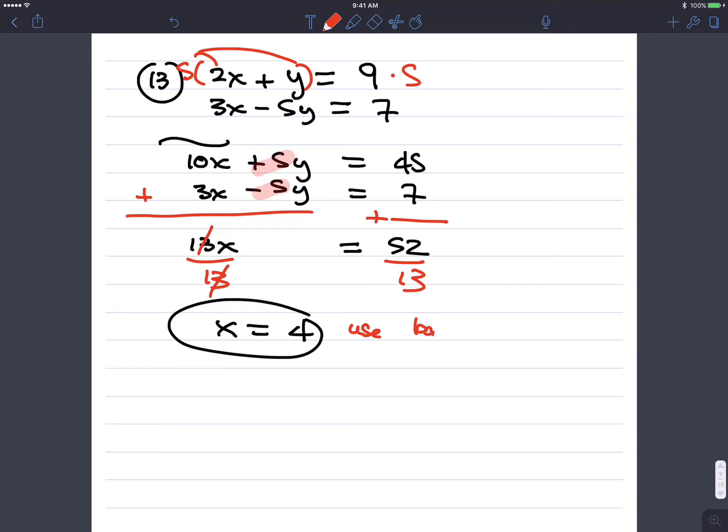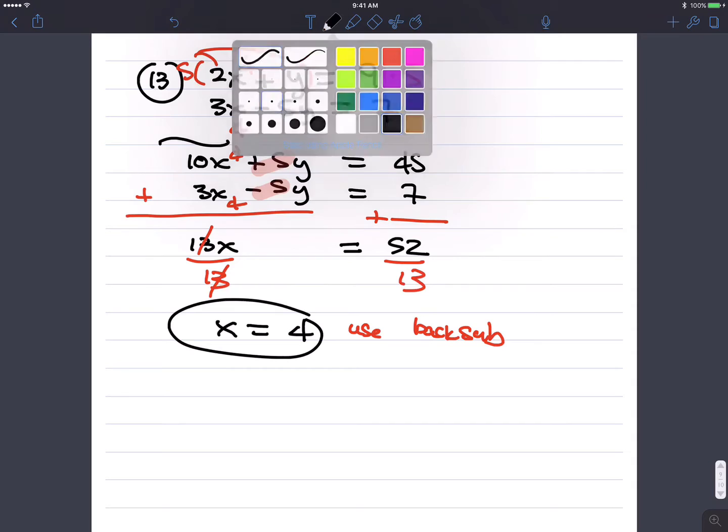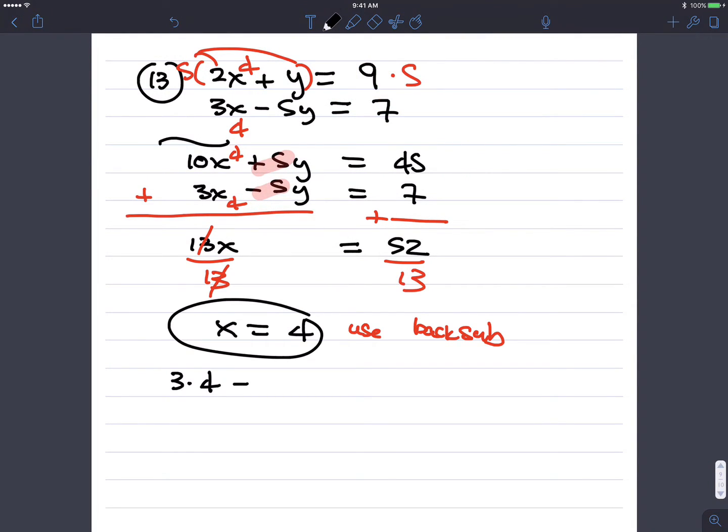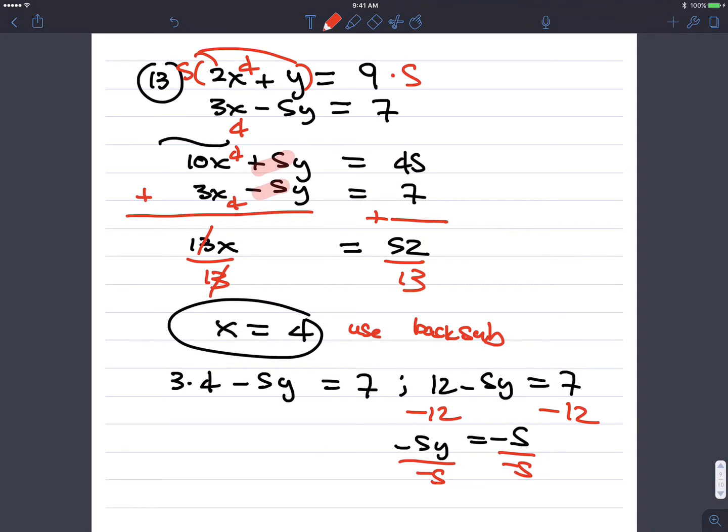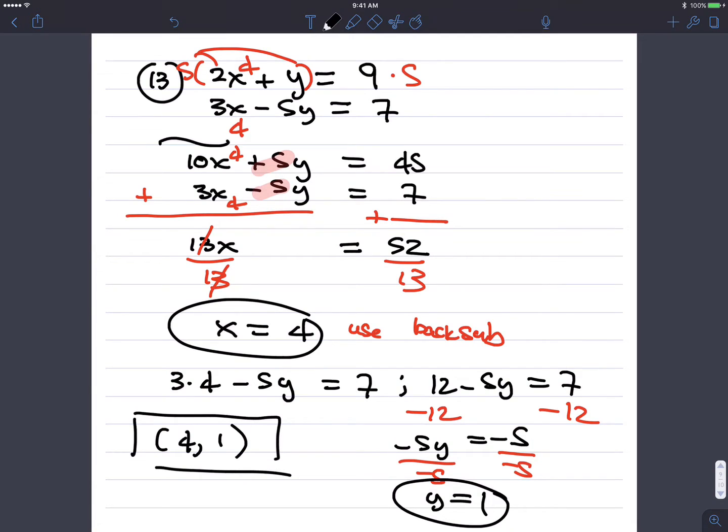We get to now use back substitution. For x, replace it with a 4. And we can put that really anywhere again. So I'm going to use the second equation now. And so we have 3 times 4 minus 5y is 7, or 12 minus 5y is 7. We're going to subtract 12 from both sides. We get negative 5y is negative 5. Divide both sides by negative 5. We get y equals 1. 4, 1 is our point of intersection.